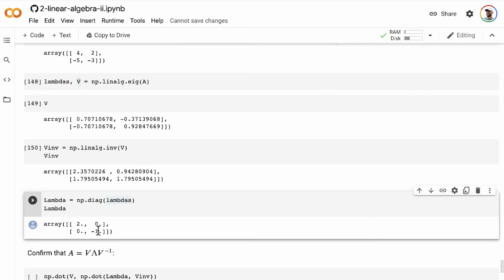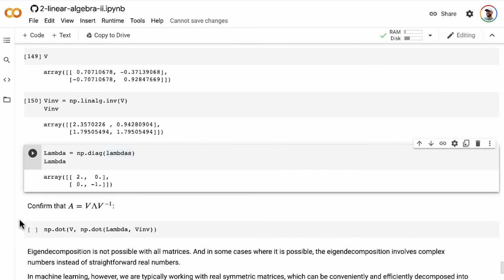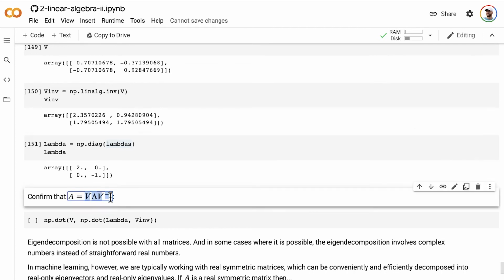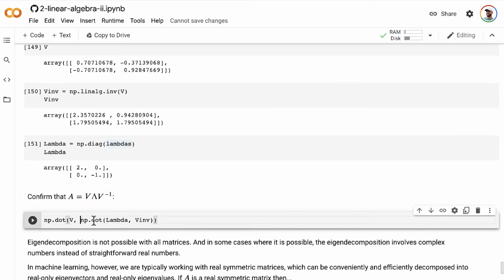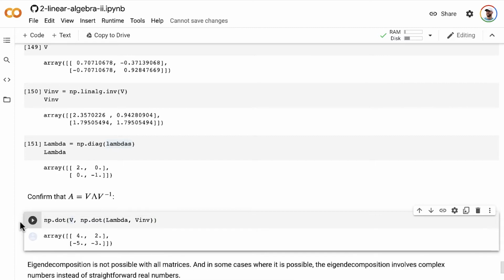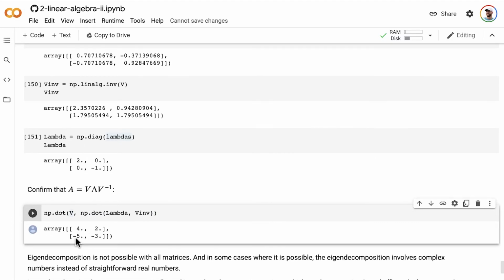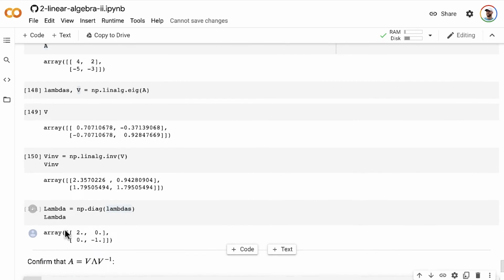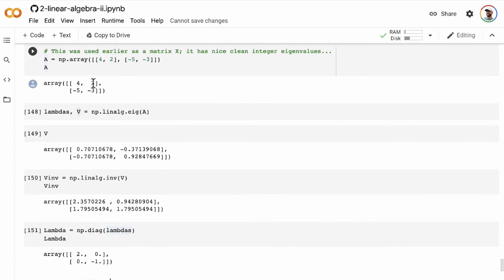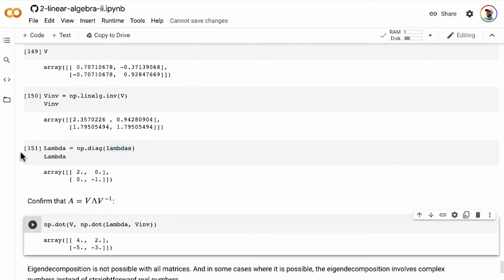this 2x2 diagonal matrix. And now we can confirm that by performing these series of matrix multiplications of lambda times the inverse of V, and then V times that product, gives us our original matrix A before we identified its eigenvectors and eigenvalues. So there you go. That is the eigendecomposition.